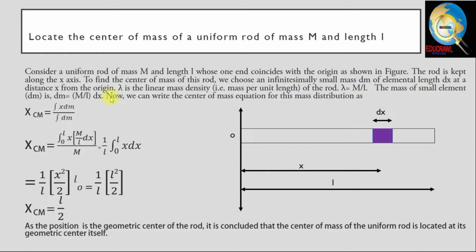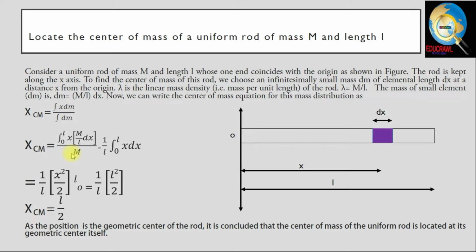Now the mass of the small element dm will be lambda into dx. So lambda value is given by m by L. So m by L into dx is the value of dm. Now we know the formula of xcm. Here we are going to substitute the dm value. So xcm is equal to integral 0 to L x into, instead of dm I am going to substitute m by L into dx, divided by integration of dm will be the total mass m.